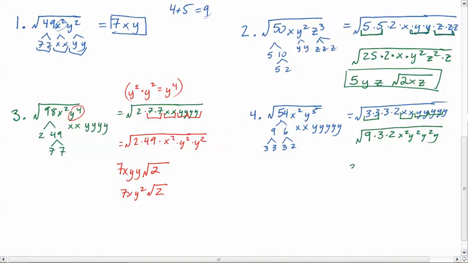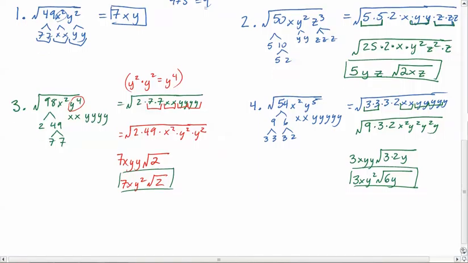Square root of 9 is 3. Square root of 3, don't know. Square root of 2, don't know. Square root of x squared is x. Square root of y squared is y. Square root of y squared again is y. And then the y at the end, we can't take the square root of that. So we'll just leave it the way it is. Now we'll simplify. So this is 3xy squared, and then this is the root of 3 times 2, which is 6y. And so there you go. There's your answer. Let's move on to question number 5.